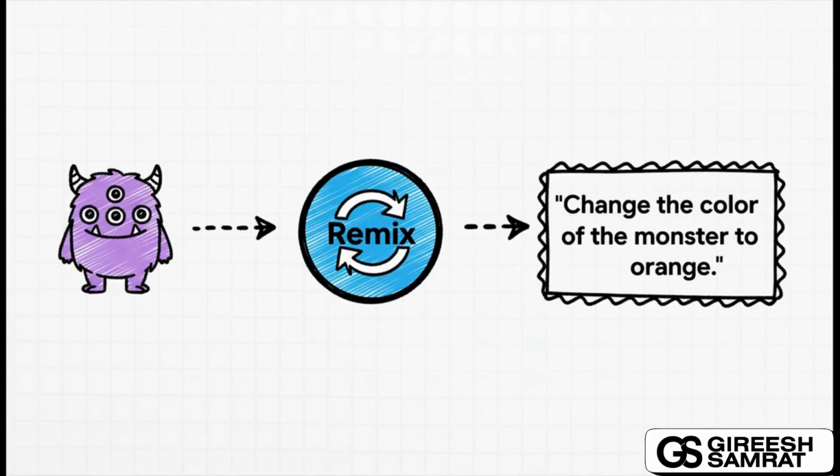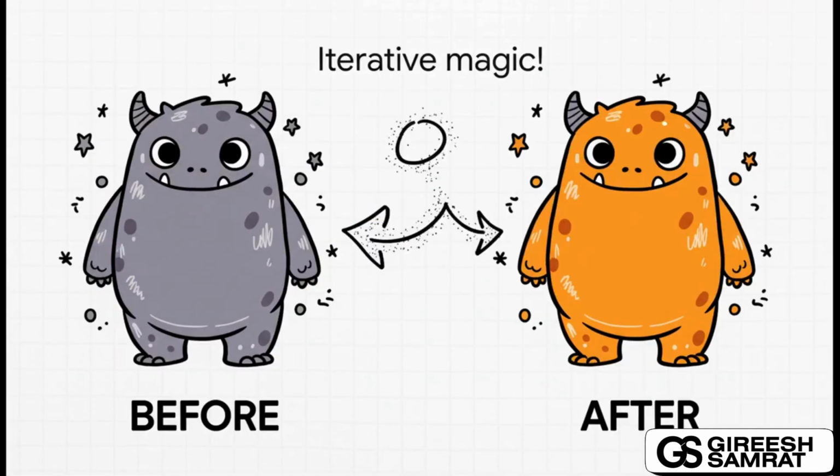So what do you do? You don't have to go back and rewrite that whole complex prompt from scratch. No way. You just use the remix feature and give it a super simple, direct instruction. Change the color of the monster to orange. That's it. Be direct, be specific, and tell it the one thing you want to change. And voila! Here's the result. The AI is smart enough to understand that it should keep everything else the same, the background, the movement, the lighting, and just make that one specific change you ask for.